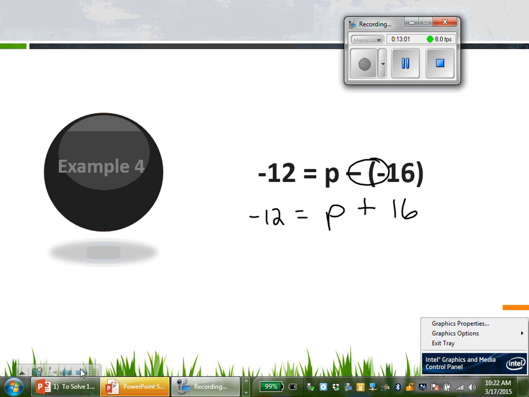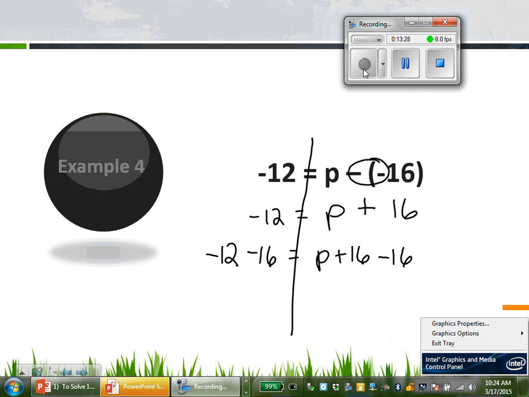What do most people call that from elementary school? What do we just do? Copy, change. Same thing. All right, so I'm going to rewrite the negative 12, and then what am I going to put? Minus 16. I'm going to rewrite the P plus 16, and on the end of it, I'm going to put minus 16. Okay, on either side.